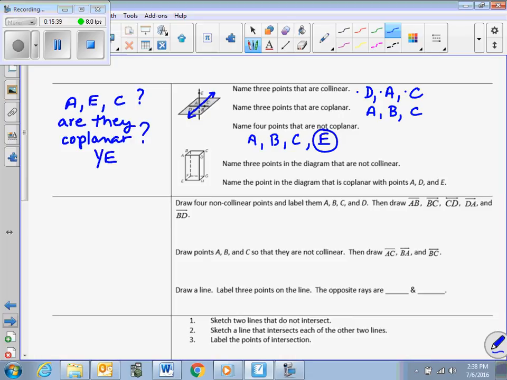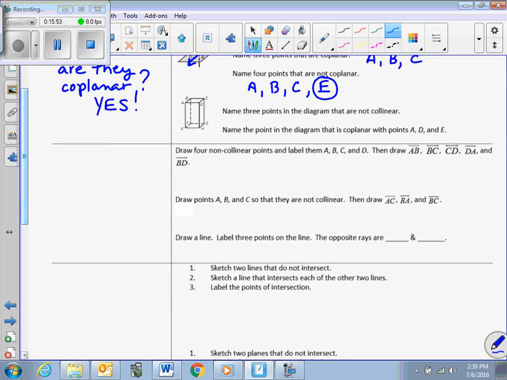Yes, they are. Even though you don't see the little plane shaded in there, we know that any 3 points make a plane, so those 3 points are coplanar. Any 3 points that are not collinear are coplanar. All right, how about this little prism here? Name 3 points in the diagram that are not collinear. Okay, well, A and B are collinear, so let's just pick one that's not on the same line with those. How about C? And there's a whole bunch of answers you could come up with there.